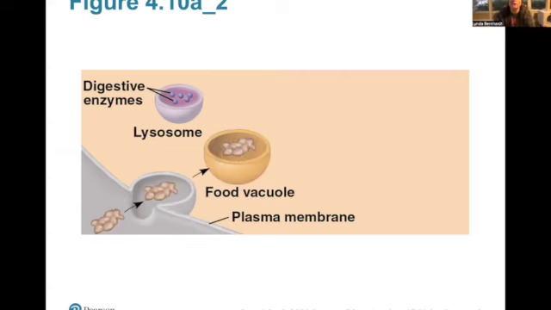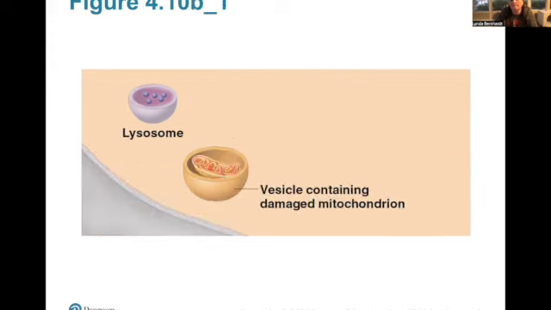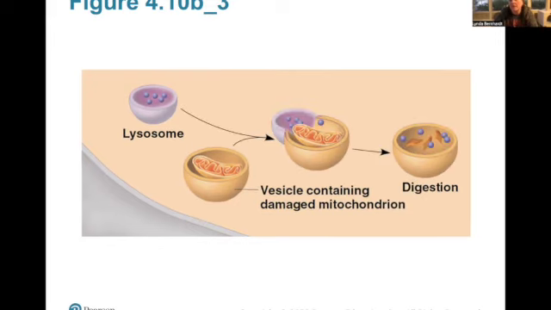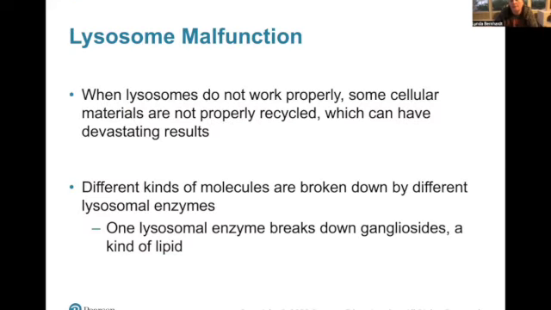So this is showing you a type. The food vacuole comes into the cell, the digestive enzymes go over there and munch, munch, munch, digest. Here we have a vesicle that has a damaged mitochondrion. So this is something that's not useful. The lysosome goes in there, munch, munch, digests it up, takes whatever it can.